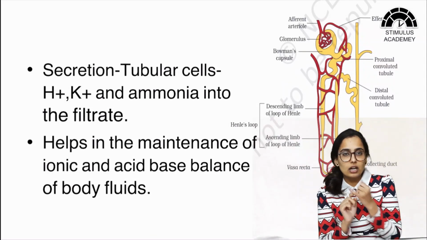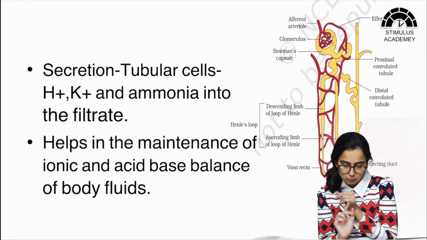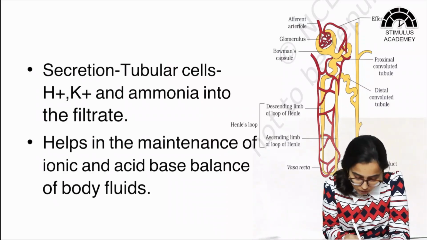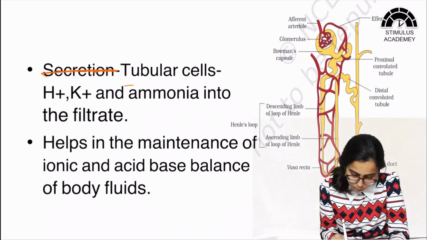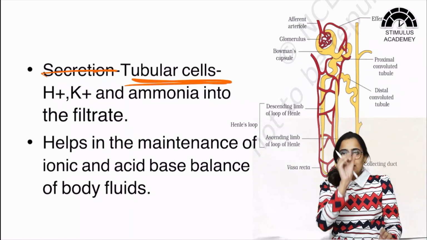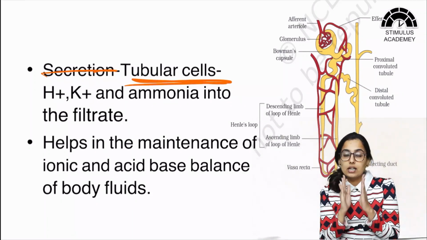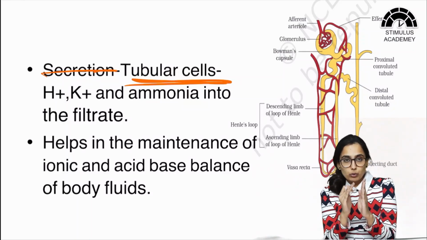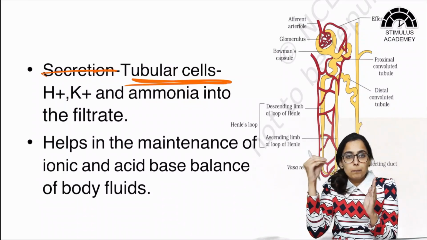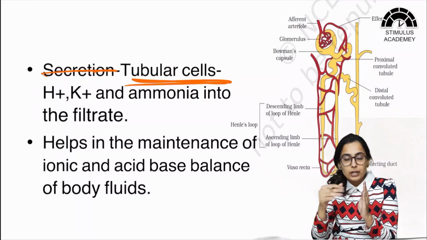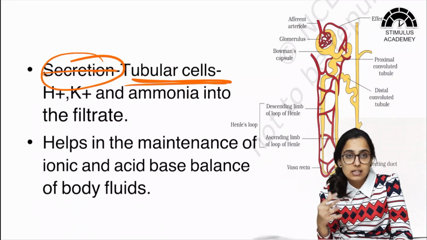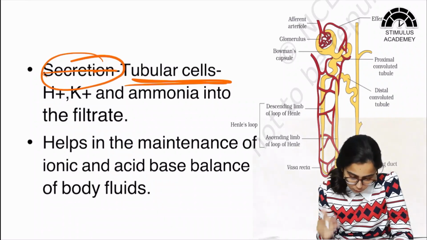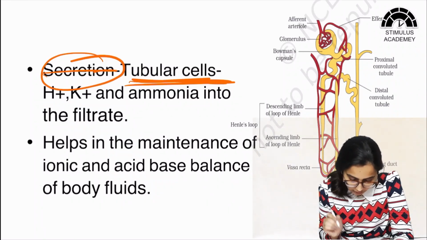Now we have discussed ultrafiltration, we have discussed reabsorption. Now we'll move on to the next step, which is secretion. Secretion is also done by these tubular cells. Secretion means that if this is the filtrate flowing inside the tubules, the cells of the tubules will pour substances from them into the filtrate. So this step will be known as secretion. They'll be secreting substances into the tubular lumen. So secretion will occur in tubular cells.